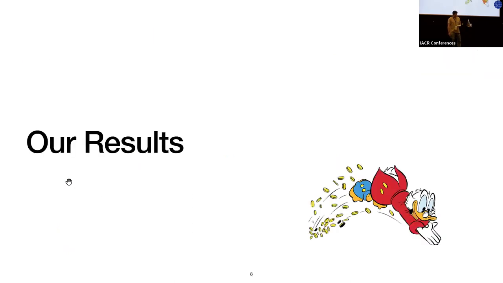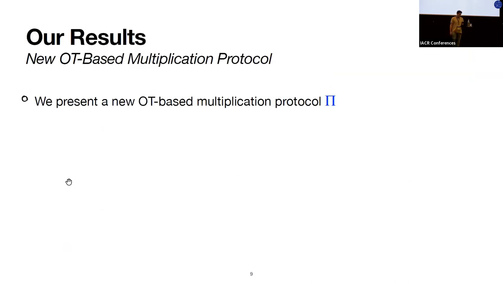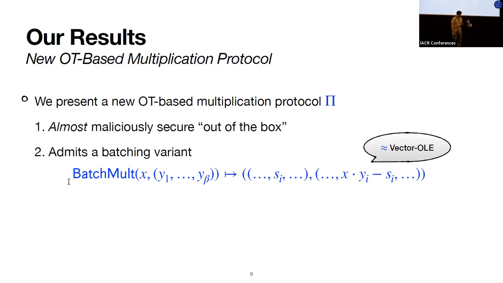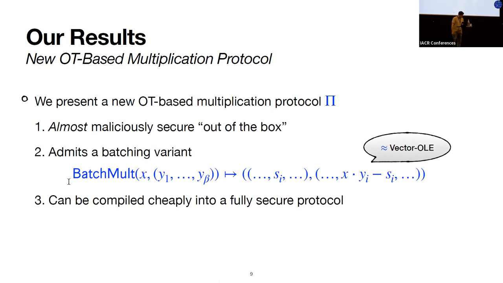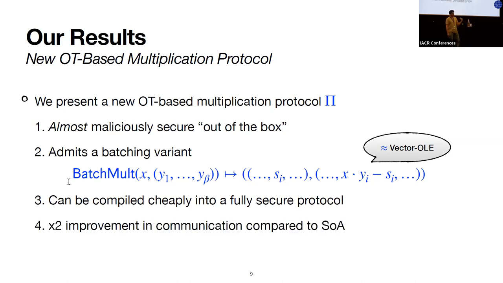Good, so let me turn to our results. We present a new protocol in the OT hybrid model. Our protocol is almost maliciously secure in that it achieves a high level of security out of the box. In the next slide, I will explain exactly what this means. Furthermore, our protocol admits a batching variant for computing many multiplications when one party is using the same input for each instance. The batching variant of our protocol is more efficient than simply repeating the base protocol beta times. For malicious security, our protocol can be compiled very cheaply, both for the single instance case and the batch variants. And our protocol offers a 2x improvement in communication compared to the state of the art.